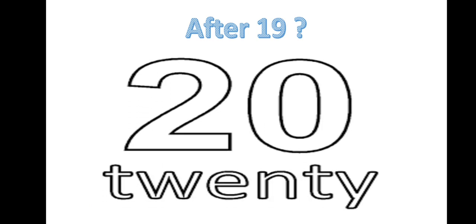What comes after 19? Yes, it's number 20. 20, we write number 2 and then 0 comes on its right side. 20, t, w, e, n, t, and y. But the y here is pronounced e, so it's 20.